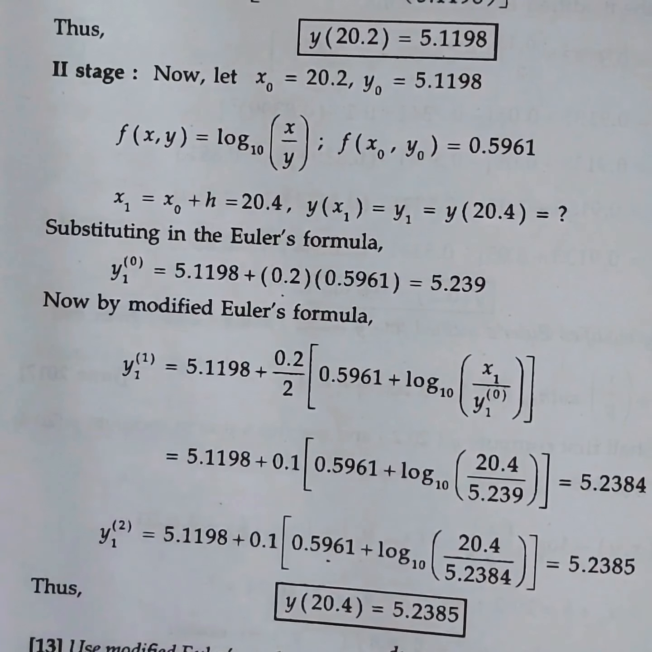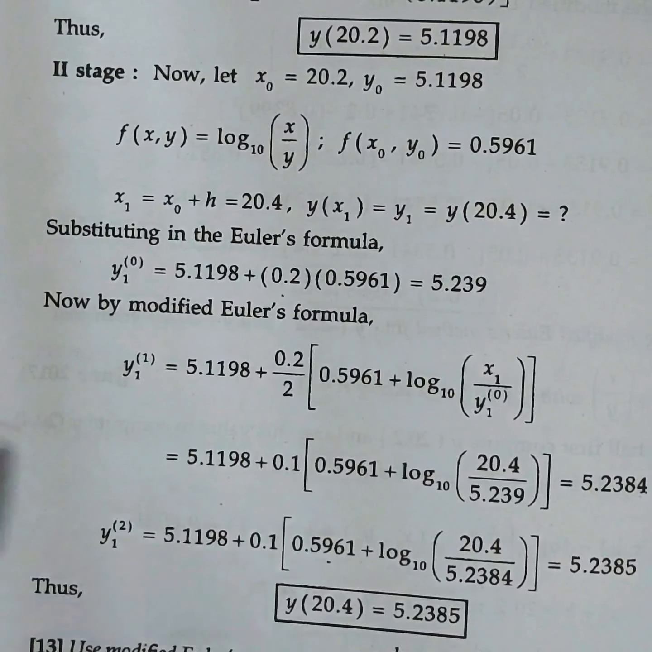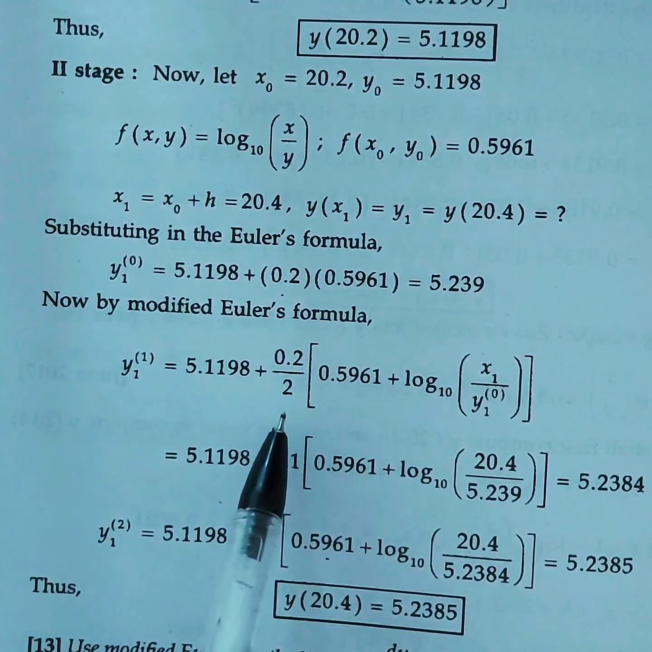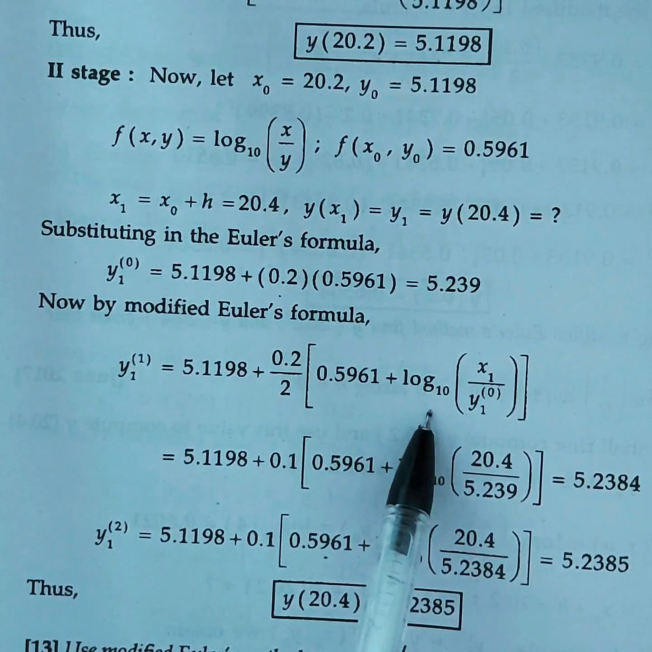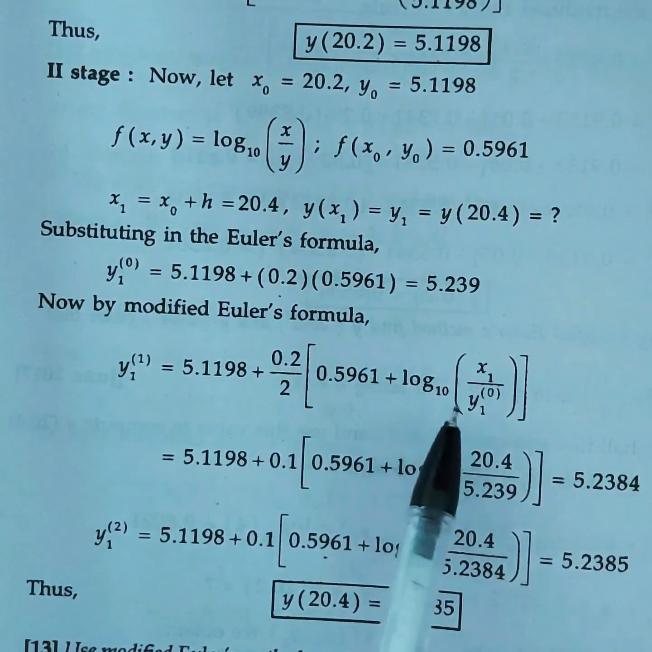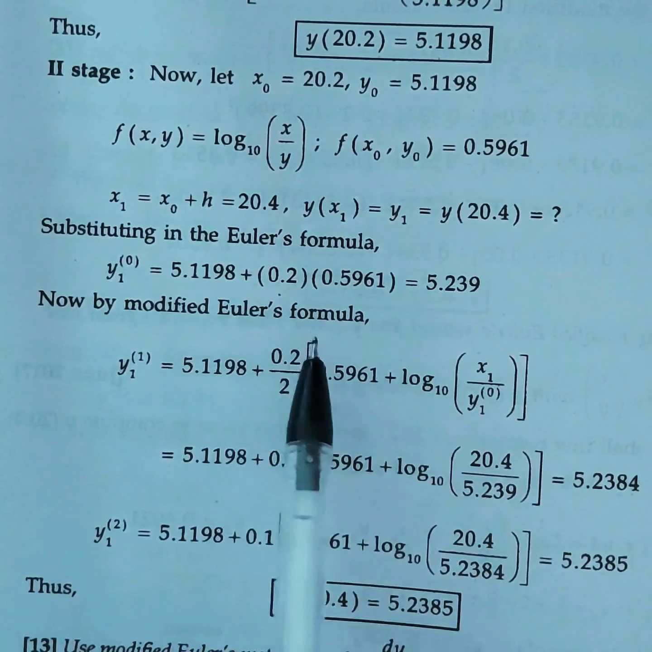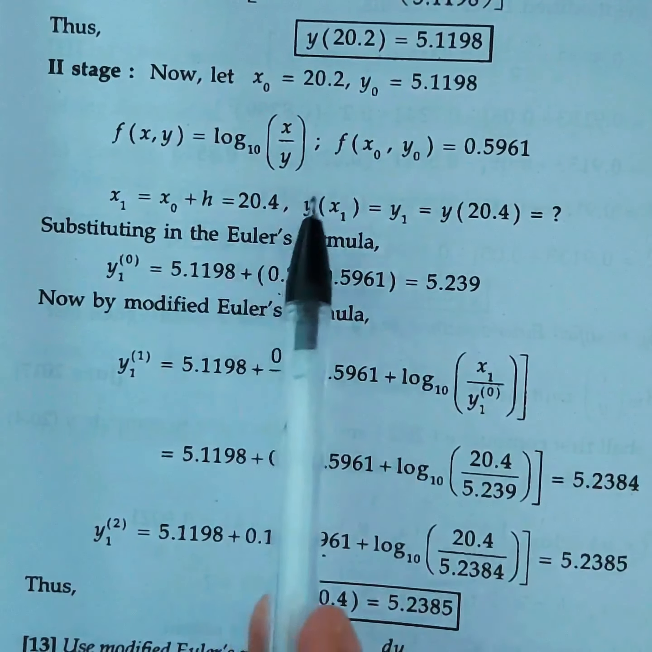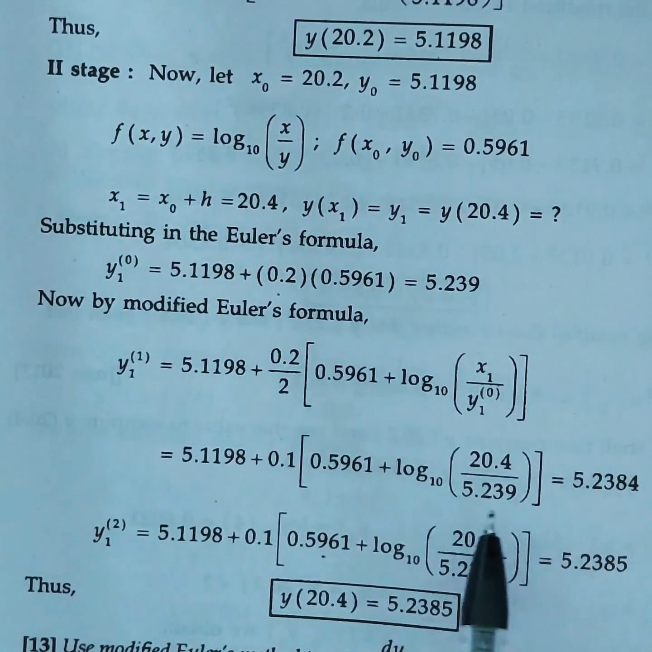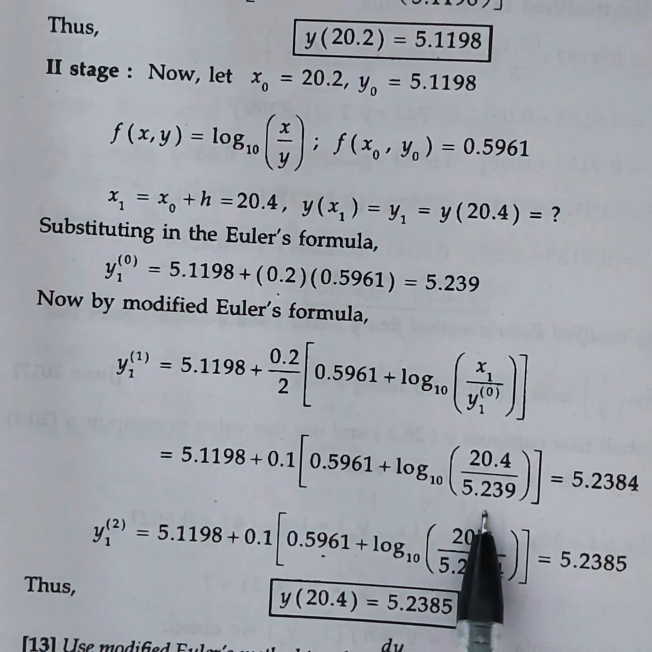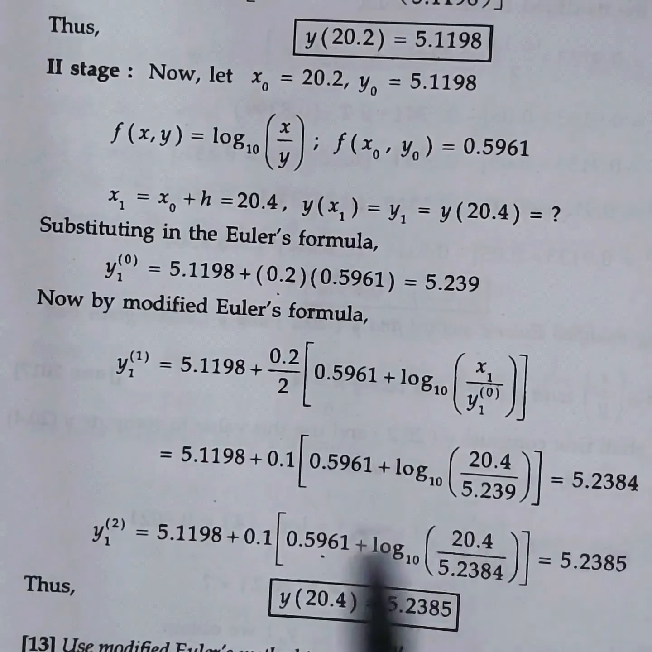So y1 of 1 is equal to y0, we have written that as it is, plus h by 2 into f of x0, y0 plus f of x1 comma y1 of 0, your previous answer. x1 is nothing but 20.4 divided by your previous answer, you are going to write 5.239. So simplify, get the answer.